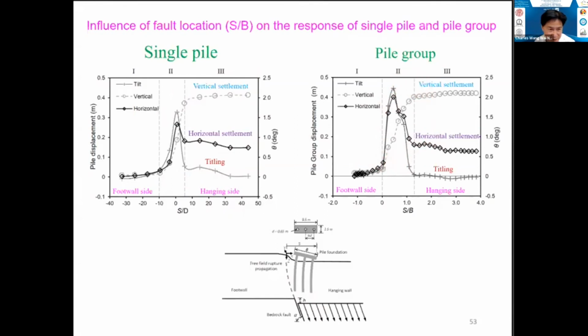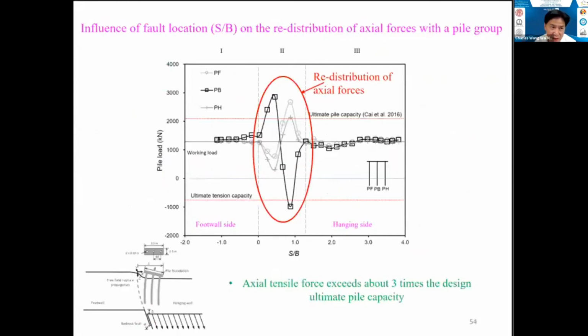So the take home is there are 3 distinctive zones that can be identified. Now we were looking at the settlement, but we can also look at the pile loads in each pile of the pile group. Again, 3 distinct zones can be identified. Now remember the surface load is applied to the pile cap before fault movement is allowed to take place. So this working load is about 1100 kilonewton.